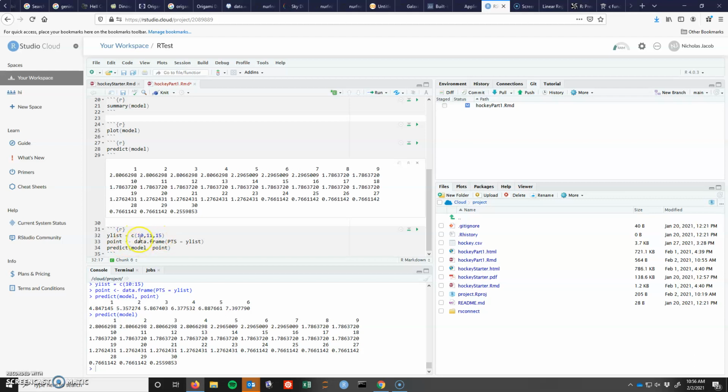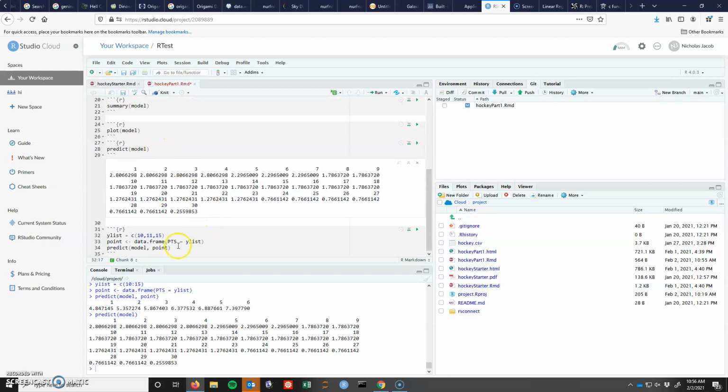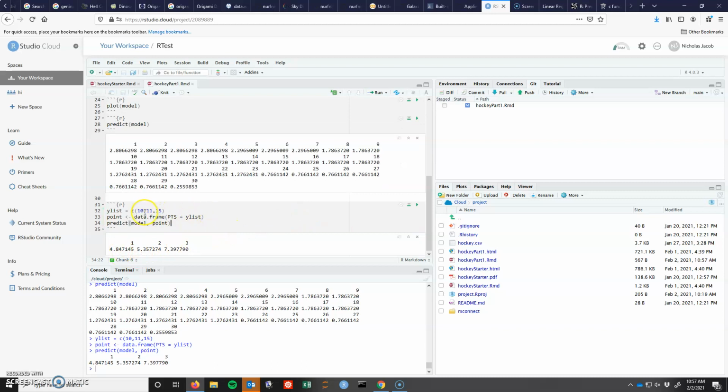Then what I have to do is I can't just pass a list into the predict model. I have to pass it a data frame where that list is called points, PTS, because that is how the model originally worked, is it took points and made a prediction on wins. So I got to change that list into a data frame, and that's what I've done here, and I've called that point. Then I predict using the model on the new data called point, and this will now run, and it'll make a prediction on each of those three, 10, 11, and 15. Tell me I should have 4 wins, 5 wins, and 7.3 wins.